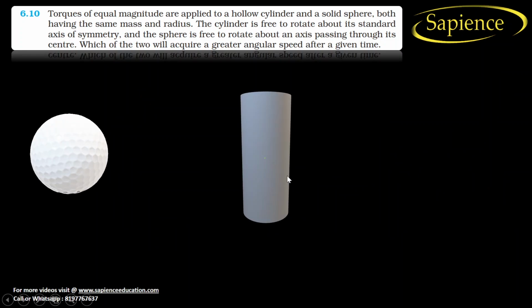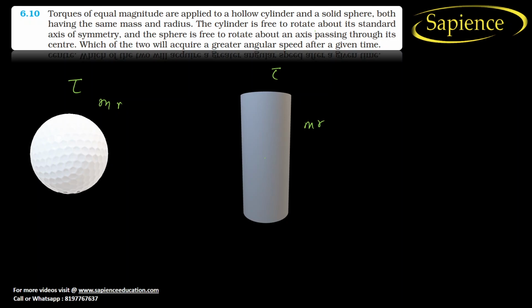There is another question. Torques of equal magnitudes are applied to a hollow cylinder and a solid sphere. Both have the same mass and radius. Let us consider the torque for both as tau. The mass of the sphere is m and the mass of the cylinder is the same, and they have also given the radius, so r is also the same.